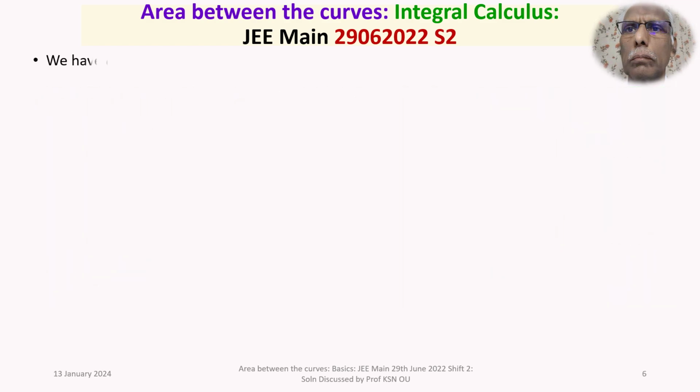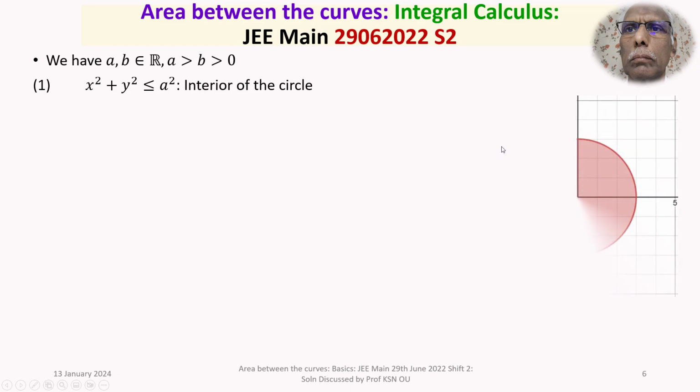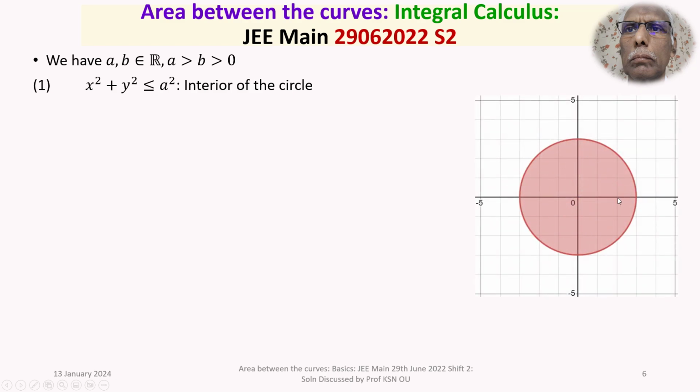Let's now discuss the solution of the problem in detail. We are given a, b belong to the set of real numbers and a greater than b greater than 0. This is a very important condition for visualization of these curves. We consider the first case. X square plus y square less than or equal to a square is the interior of the circle x square plus y square equal to a square. This is the interior of the circle, and the circle is also included. The points on the circle are also included.